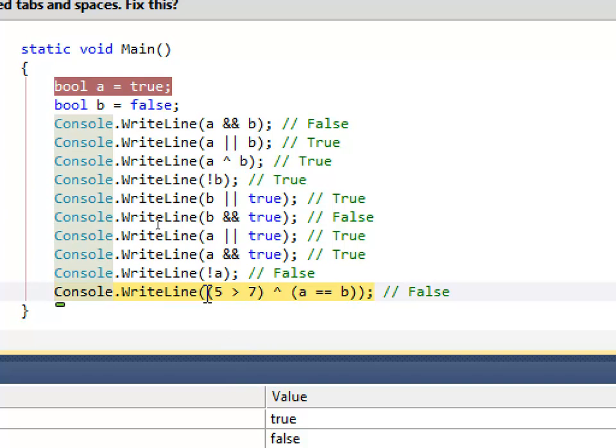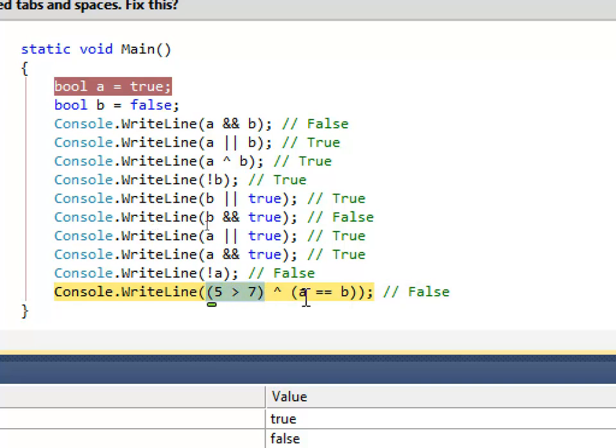And here we have a more complex check. I think we've seen the equal operator used to check the value of a variable. So here we're checking if A is equal to B, and since they are different values, this operation produces false, so they are not equal. This operation checks whether 5 is greater than 7, and this also produces false, because 5 is not greater than 7.